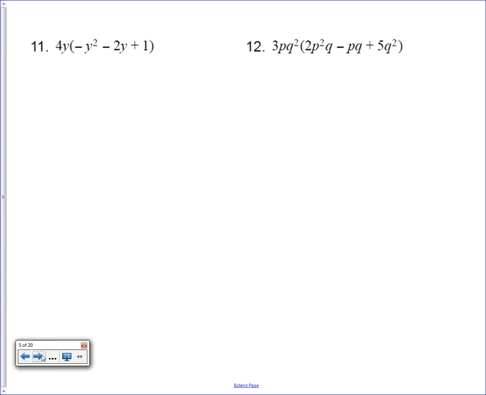Multiply the coefficients, add the exponents. None of this stuff should go together. Just distributing.